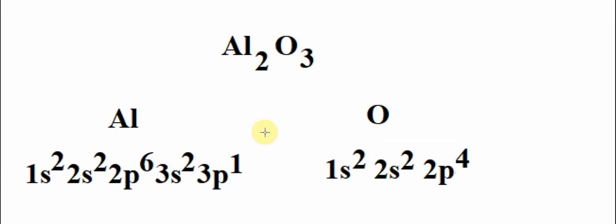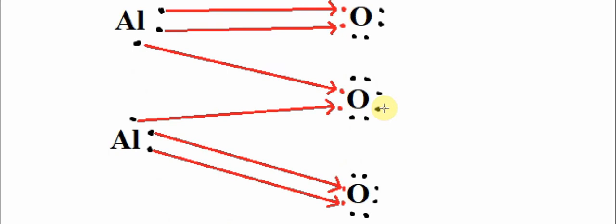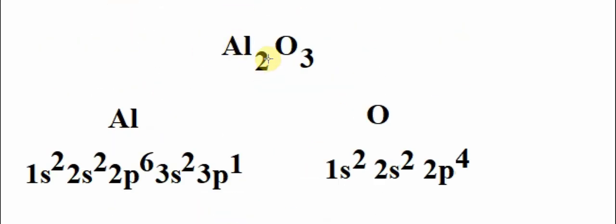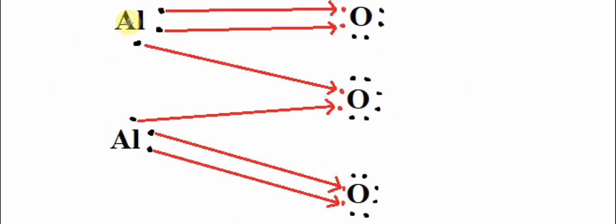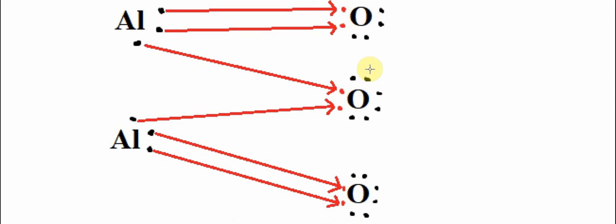From here, we have 3 electrons in the outer layer of the aluminium, and we have 6 electrons in the outer layer of the oxygen. So the aluminium will share 3 electrons with the oxygen. Because we have 2 aluminium and 3 oxygen, we draw 2 aluminium in here and 3 oxygen in here.